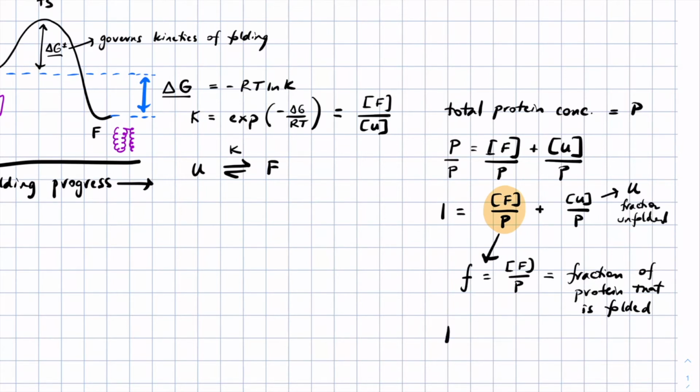And if we substitute those in, 1 equals f plus u, or we can rearrange and see that u equals 1 minus f. Okay? So if we know the fraction that's folded, we also know the fraction that's unfolded, because the only two things we've got in solution are the folded conformation and the unfolded conformation, no intermediates.